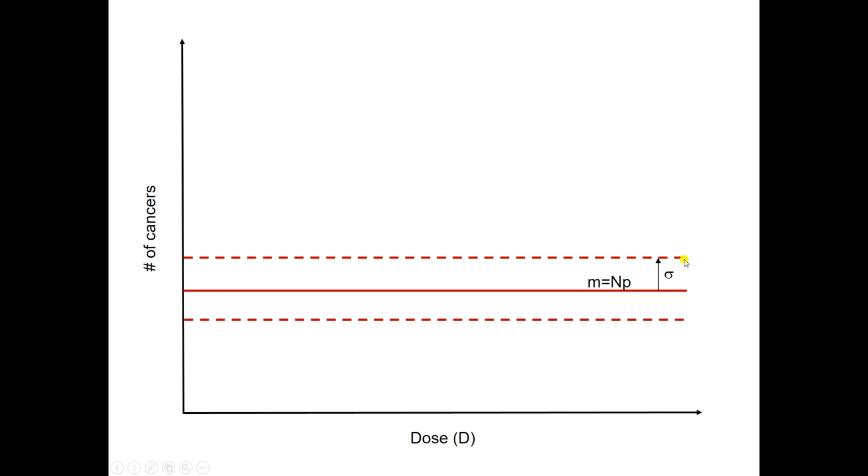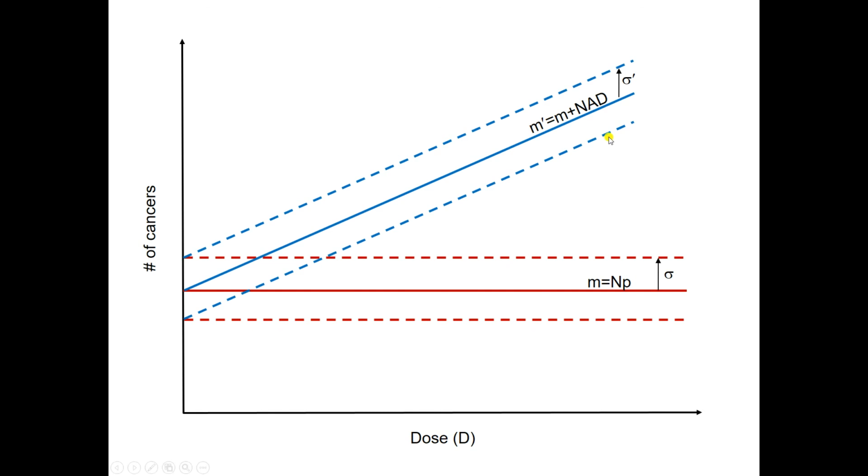So that came from steps 1, 2, and 3. From steps 4, 5, and 6, we came up with this. We said, okay, but now the number of women who get mammograms who get cancer is M prime. M prime, we said, in step 5, was M plus N times A times D. And it had an uncertainty sigma prime. But M plus NAD depends on dose, which is why it's going up as a function of dose. Now, of course, when dose equals 0, M prime equals M, which is right here. That's why they overlap. But as the dose goes up, it just increases linearly with dose.